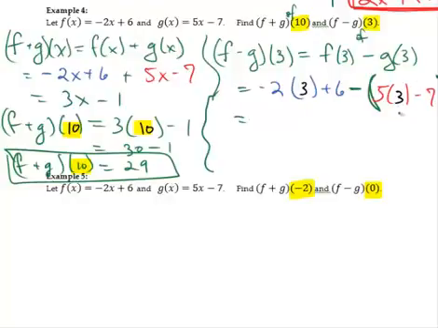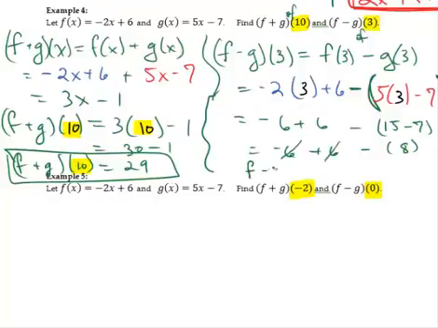then I simplify. Think about PEMDAS. 5 times 3 is 15 minus 7. 15 minus 7 is 8. So I have -6 plus 6 minus 8. So cancel, cancel. F minus g of 3 is equal to -8.